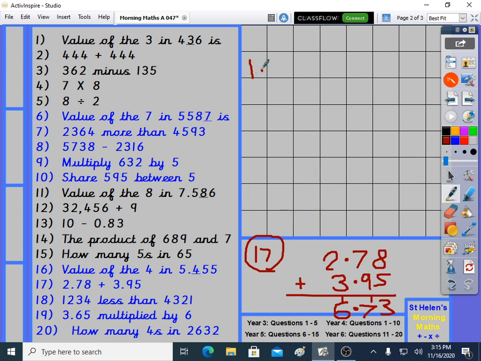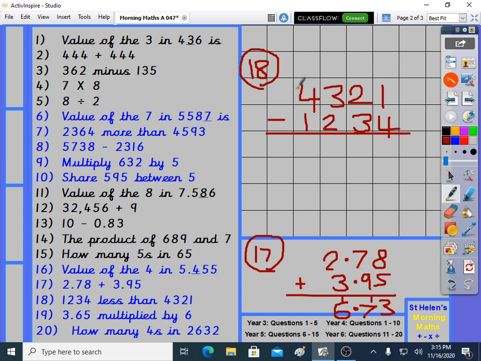Question 18 next, everyone. So, 1,234 less than 4,321. 4,321. And we're going to do less than that, 1,234. So you've got to get the right number at the front here. And that's the biggest number. What I mean is really biggest number at the top in the column subtraction. So we're getting the biggest number at the top.